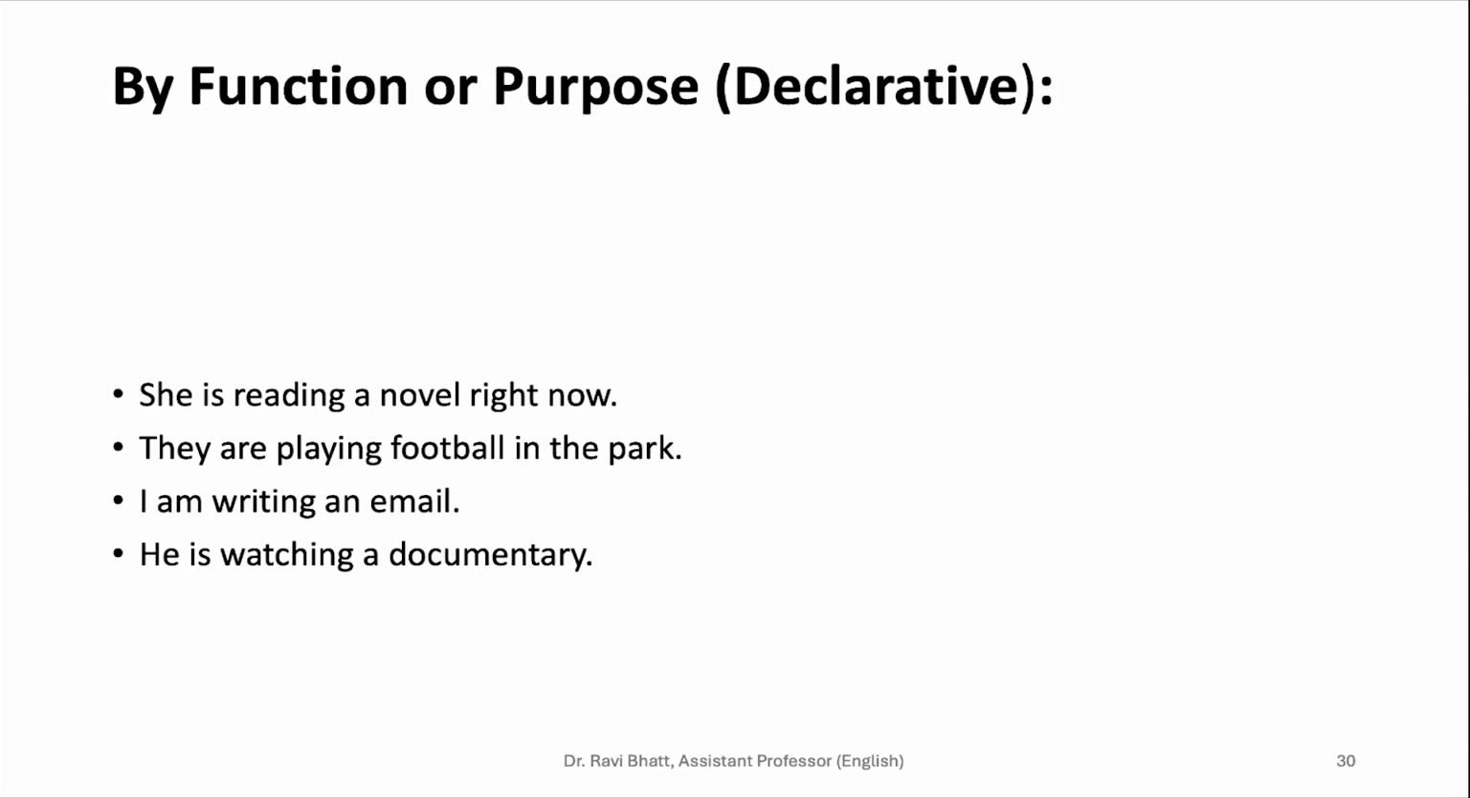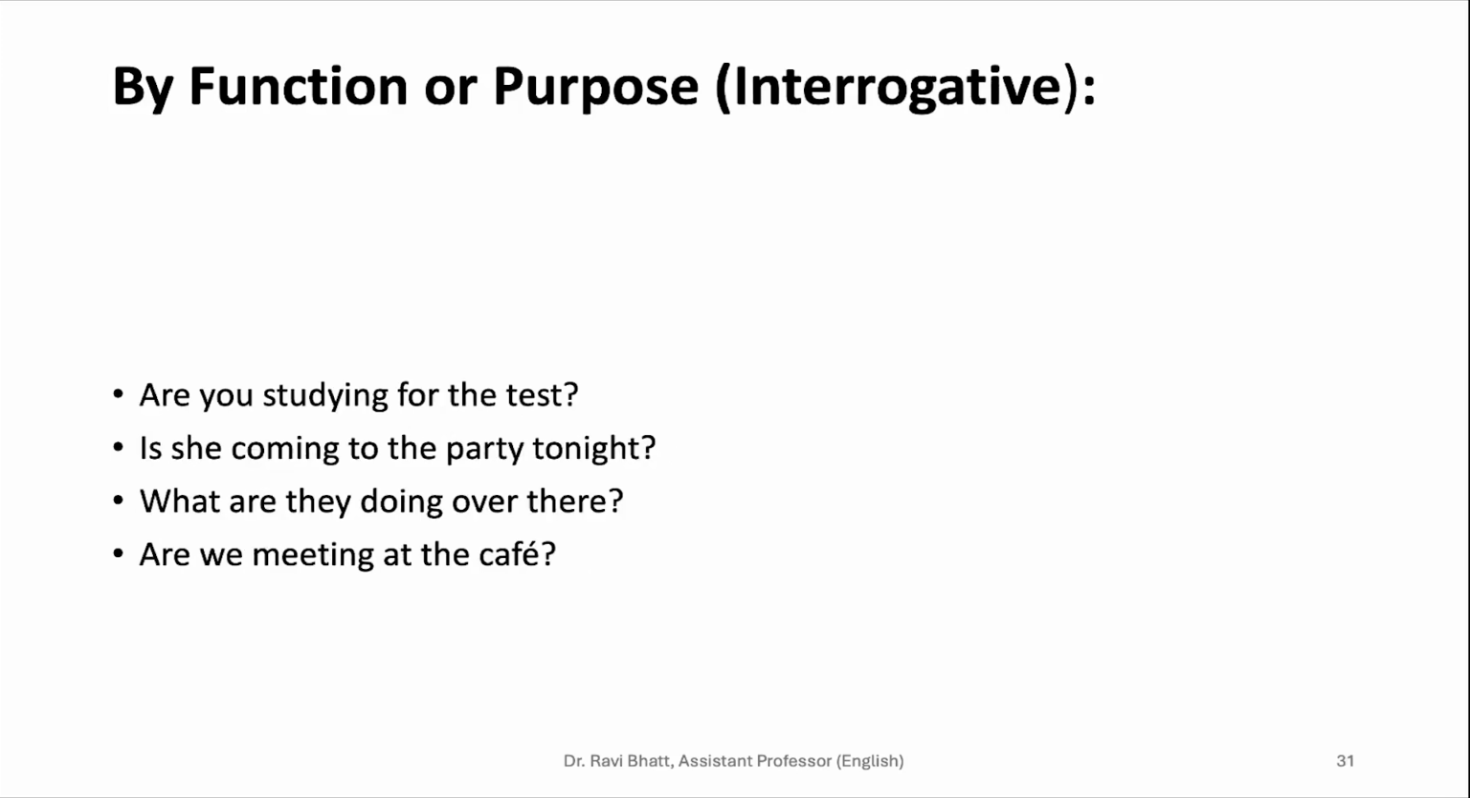So by function or purpose, they are the four categorizations. Now, interrogative sentences. Again, like I said, interrogative sentences ask a question. So, are you studying for the test? Is she coming to the party tonight? What are they doing over there? Are we meeting at the cafe? So, we are asking a question. And in which tense are we asking a question? It's in present continuous tense.